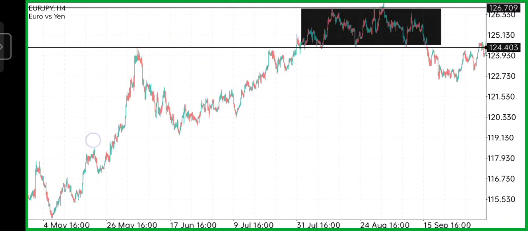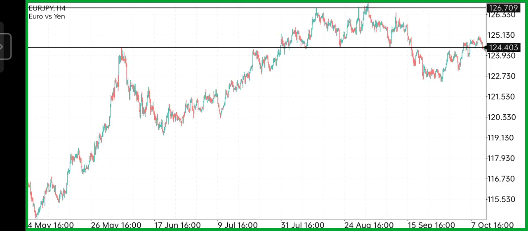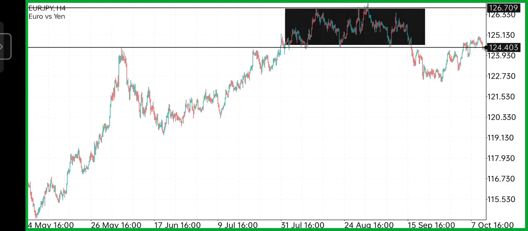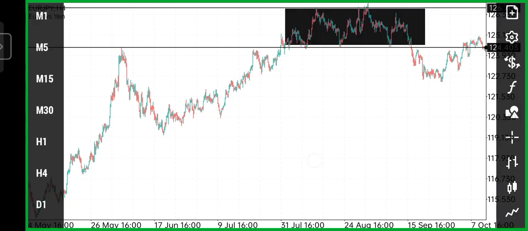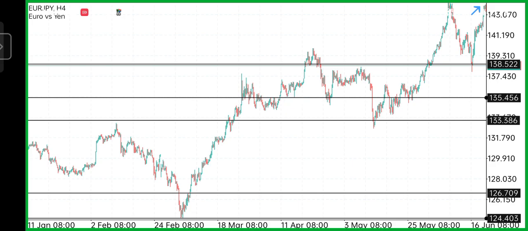Okay, so like here, that is a ranging market. It's not trending up like here.